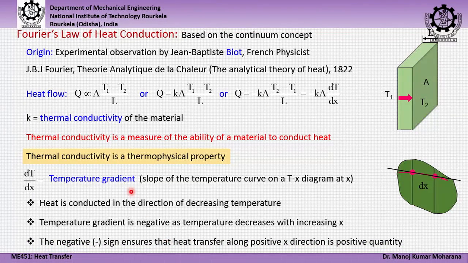So, that we will see again here. In the expression for the heat flow, the negative sign actually ensures that heat transfer along the positive x direction will be a positive quantity, because along the positive x direction the temperature gradient dT by dx is negative. So, negative of negative will make it positive. So, it will ensure that heat flow will be a positive quantity along the positive x direction.